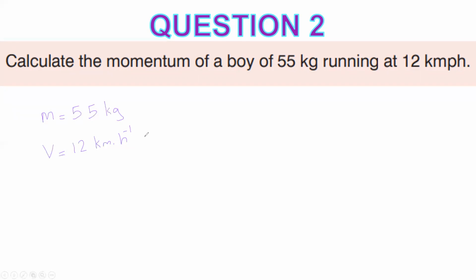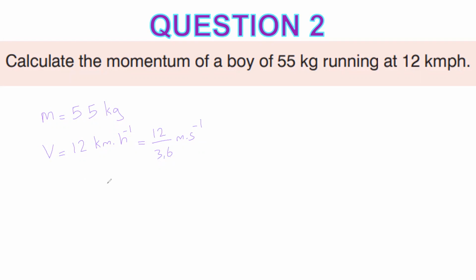And then we must convert it. Do you remember what we said? If you want to convert to meters per second, divide by 3.6. So 12 over 3.6 meters per second. But from now, don't touch it, just use it like this. Because if you calculate it, you are going to get decimals. Just leave it like this. Don't touch it. 12 over 3.6.